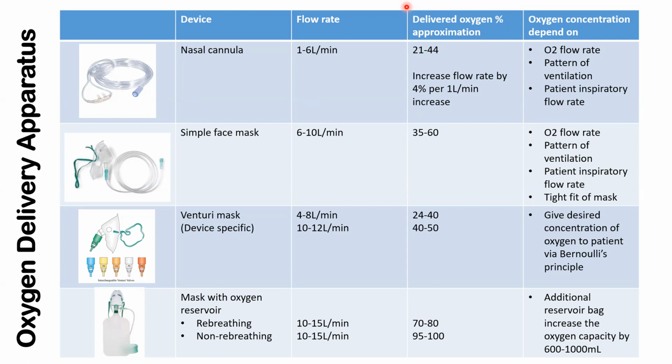Okay, so when we're dealing with basic airway, we have a few airway delivery apparatus that most of us use daily in our working life. First, we have the nasal cannula, which in books says we can go up to 6 liters per minute. Delivery oxygen approximation is about 21 to 44%, increasing by 4% per 1 liter increment that you add. However, the oxygen concentration depends on the flow and the pattern of ventilation.